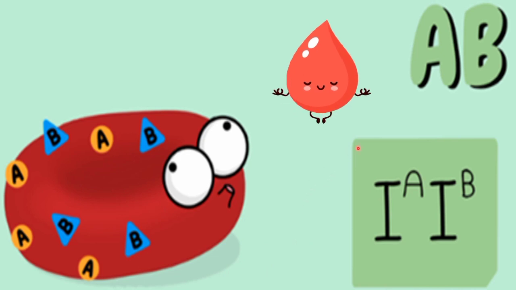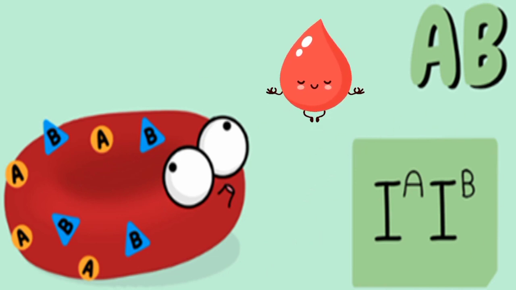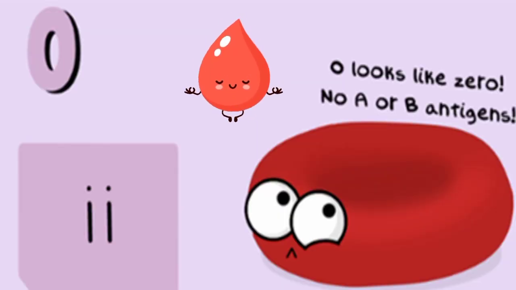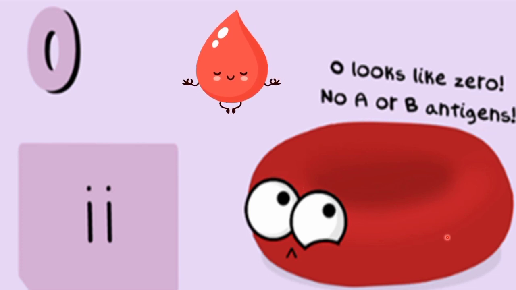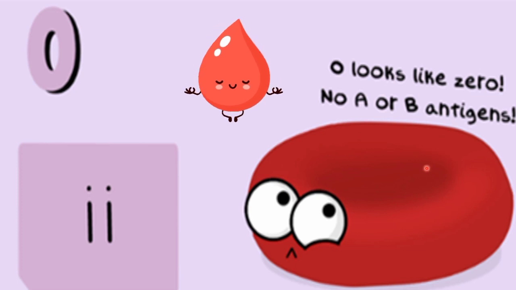The last but not the least is we have the blood type O. O looks like 0, meaning there are no A or B antigens on their surface. Did you know that blood type O is considered the universal donor? It can donate to everyone. It can donate to blood type A, blood type B, and blood type AB.